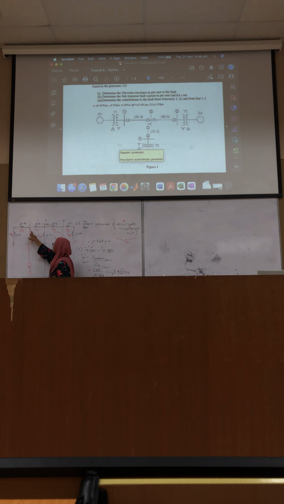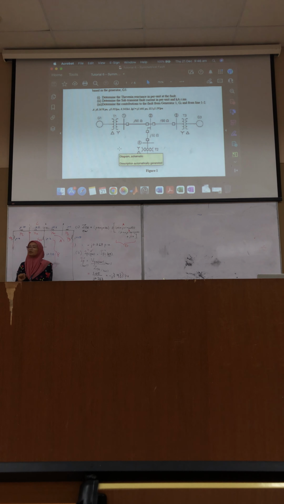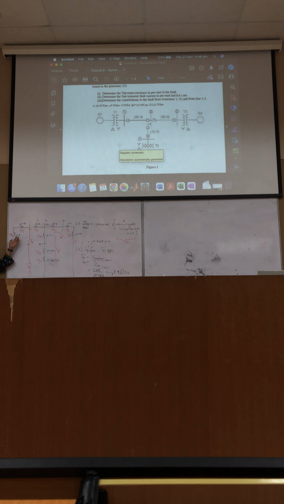If the fault happens here, at bus 1, you need to imagine that you are right under this fault. Then you should know there must be one from your right side and one from your left side. So the right side, you solve it. Find the total impedance, and the left side is the same. Find the total impedance.